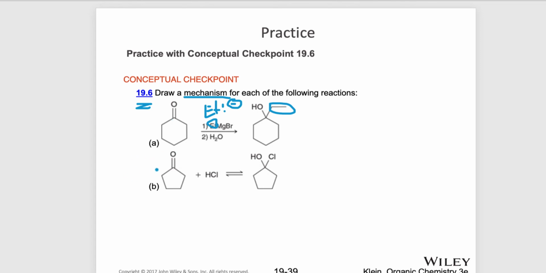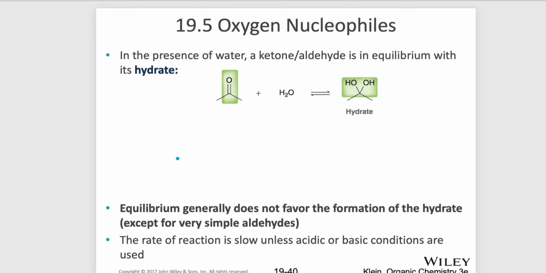In B, what are the conditions? This means acidic. So first you have to start out by making sure that you draw all your electrons. This is going to be protonated, which will make it easier for weaker nucleophiles to attack. And there you go. All right.